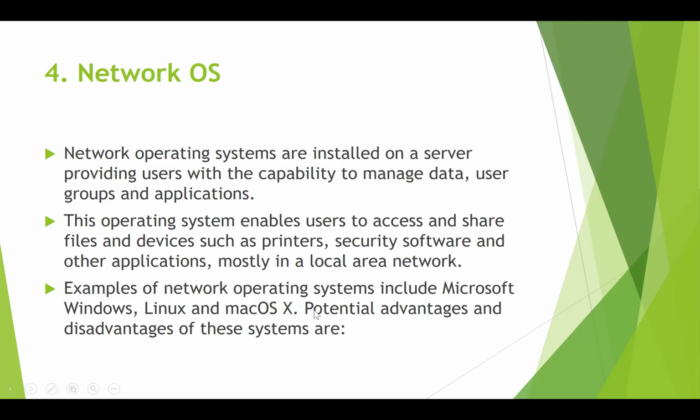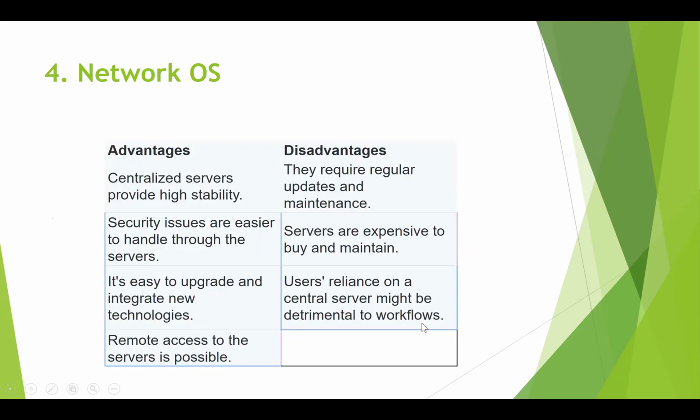Examples of network operating systems include Microsoft Windows. So if people are using this, it is a networking OS. Then Linux and Mac OS X. And then potential advantages and disadvantages are given. Centralized servers have high stability, but the disadvantage is that regular updates and maintenance are required. Security issues are easier to handle. Servers are expensive to buy and maintain.